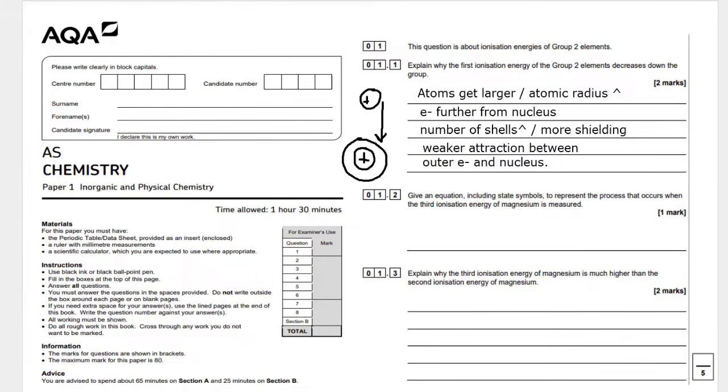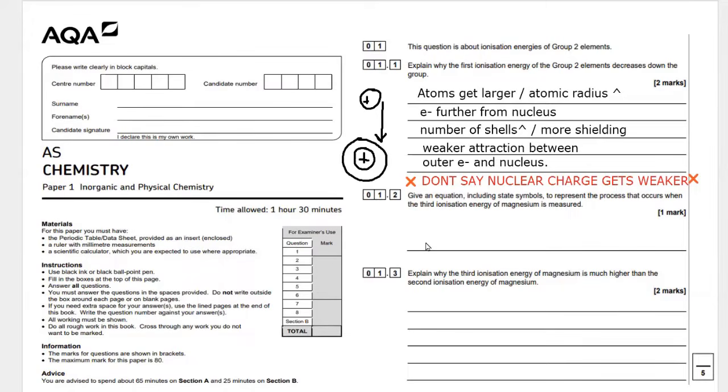Now, I would say the most common error here is when people come out and say something like, well, definitely don't say this. Don't say nuclear charge gets weaker down the group. It certainly doesn't, so that would be a big no-no. Nuclear charge does not get weaker down the group, it gets stronger.